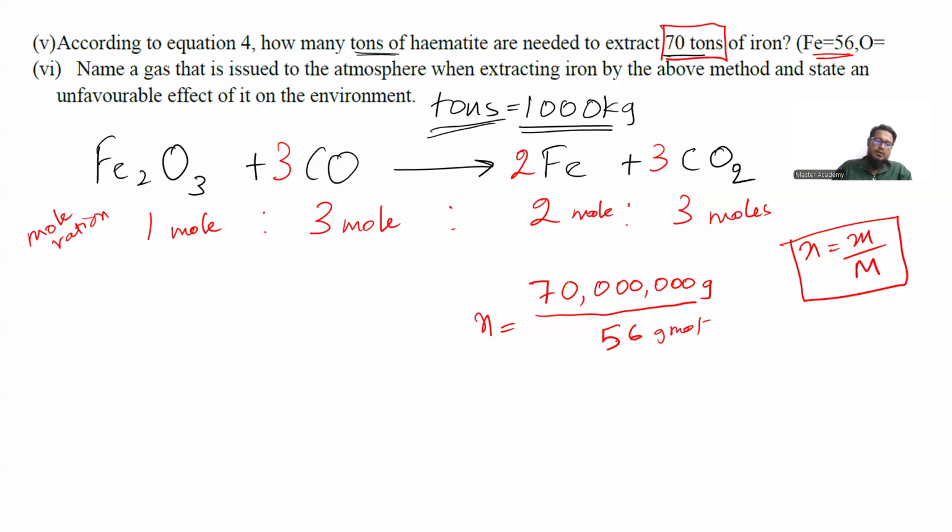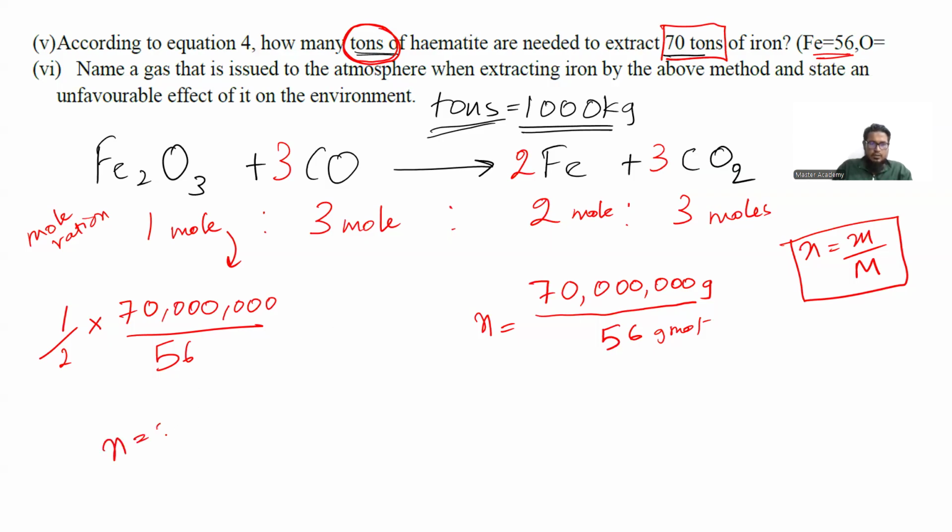That is the unit of molar mass. Now I need half of this. So that means I need half into 70 million divided by 56. This will give the number of moles of Fe. But are they asking the number of moles? They are asking the mass. Then how to convert moles to mass?